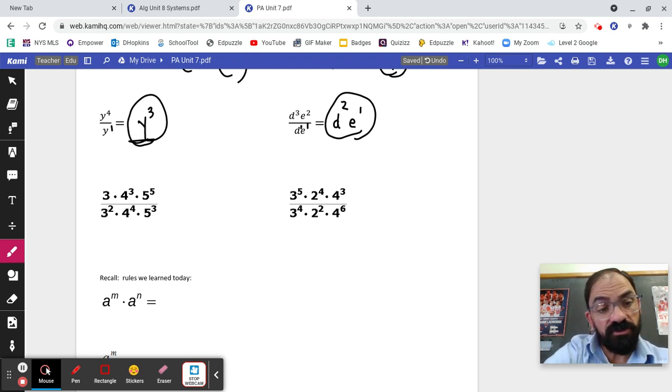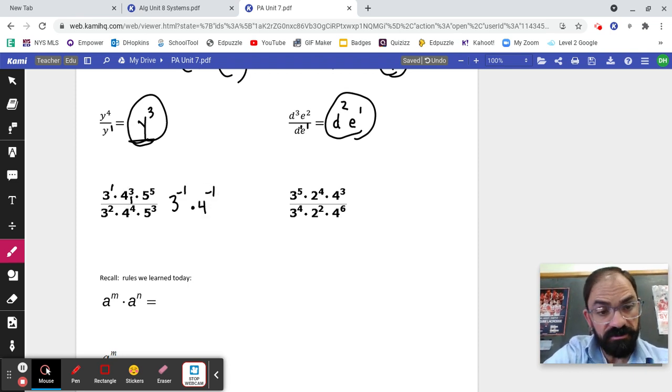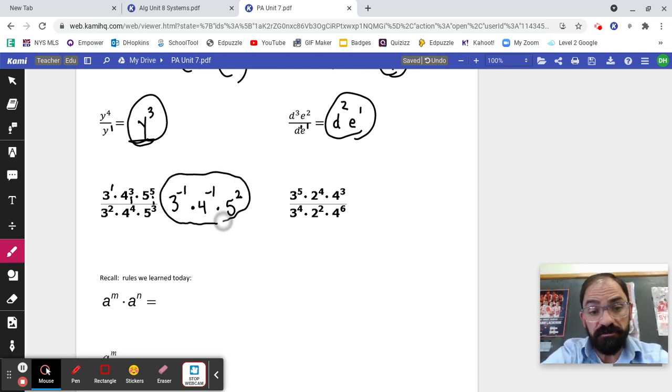Okay, here we go. This is really a 1 here, if it's not there. So 1 minus 2 is negative 1. 3 minus 4 is negative 1. And 5 minus 3 is 2. And again, for today only, we're leaving negative exponents.